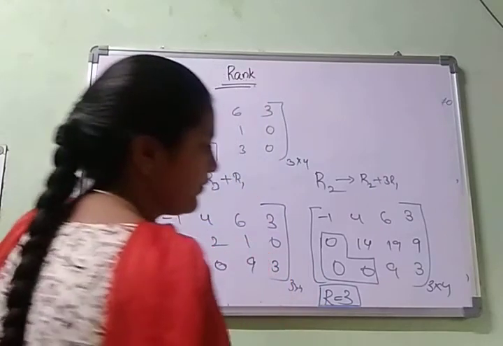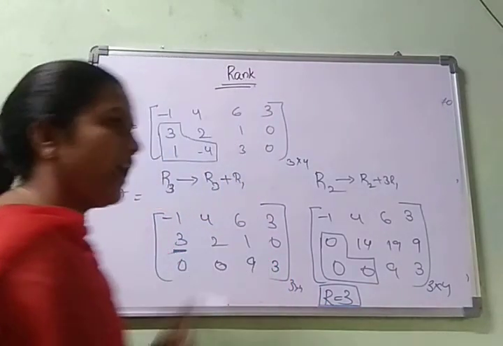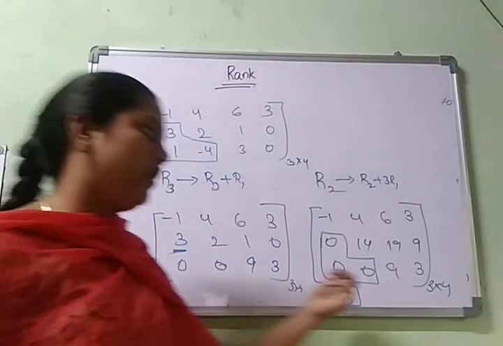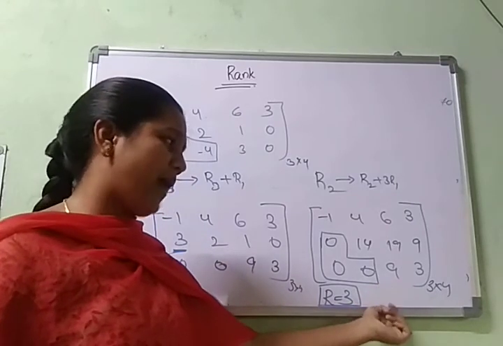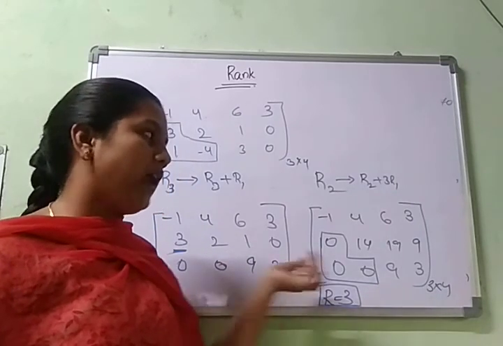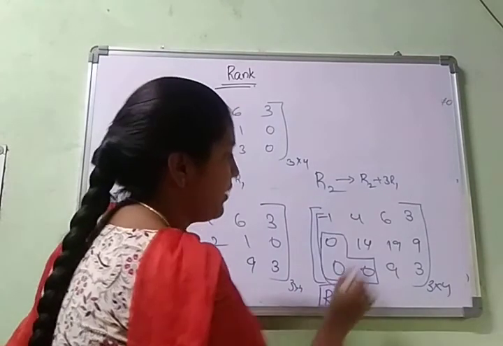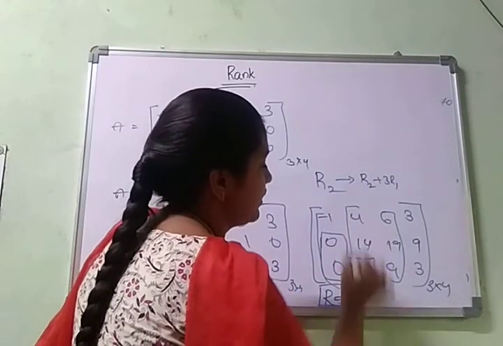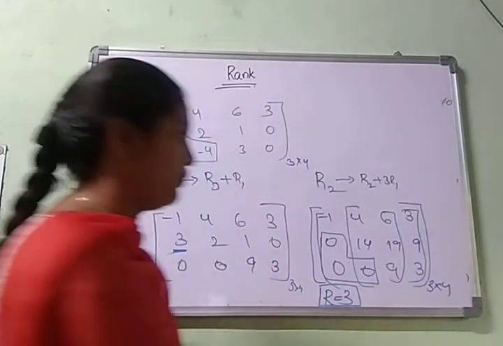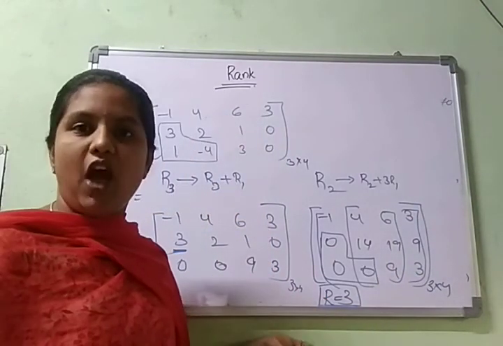Or else, in a rectangular matrix you can do this by finding the determinant, making 3 into 3 submatrices. So this is the way we need to find the rank.